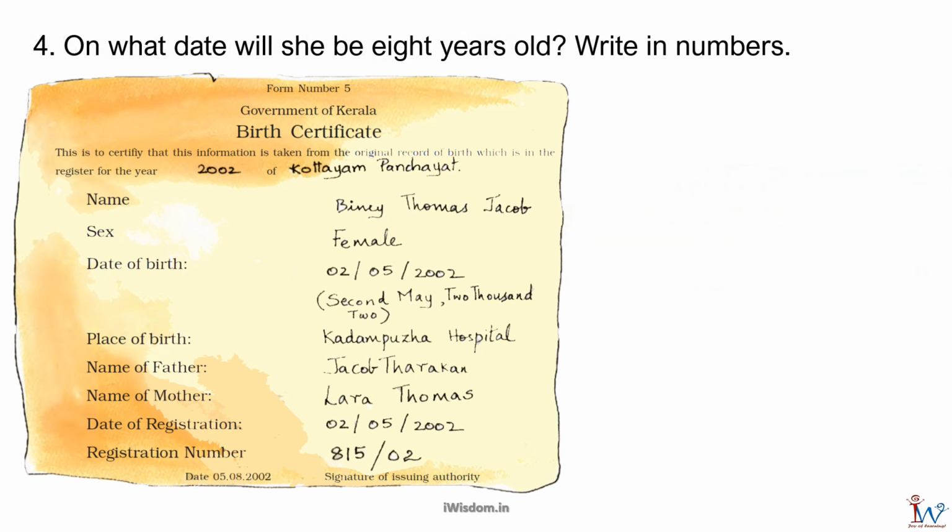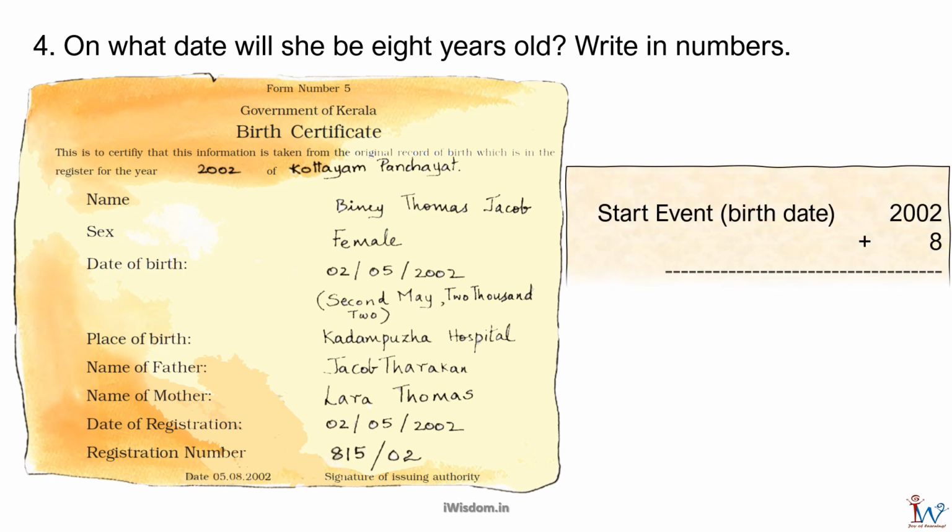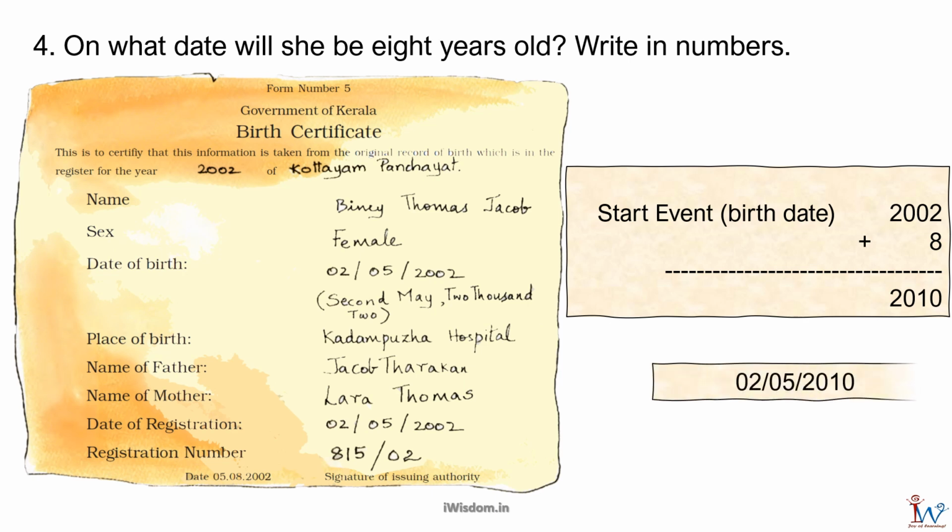On what date will she be 8 years old? Write in numbers. Binky will be 8 years old on her 8th birthday. Let's first calculate the year by adding 8 to the birth year. 2002 plus 8 is equal to 2010. So on the birthday of 2010 Binky will turn 8, which is the 2nd of May 2010. We write the same in numbers as follows.